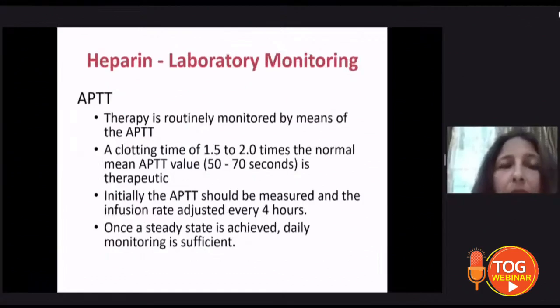Now, the laboratory monitoring APTT is the most important test. It is routinely done by monitoring APTT, and a clotting time of 1.5 to 2 times the normal, with an APTT value between 50 to 70 seconds, is therapeutic. So if you start therapy, it should be measured initially, and then you adjust the infusion rate accordingly. And once a steady state is achieved, then daily monitoring is sufficient.